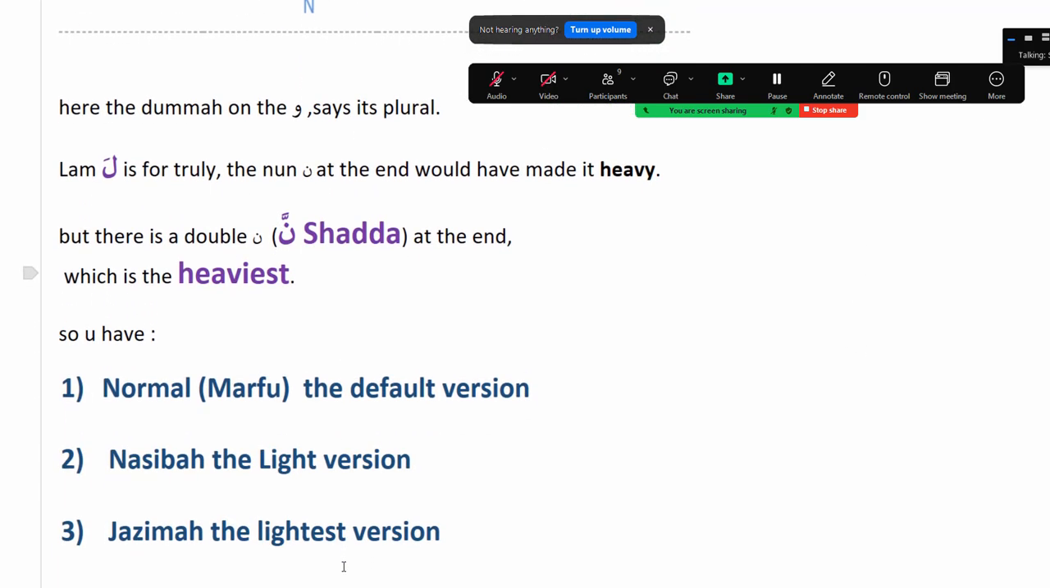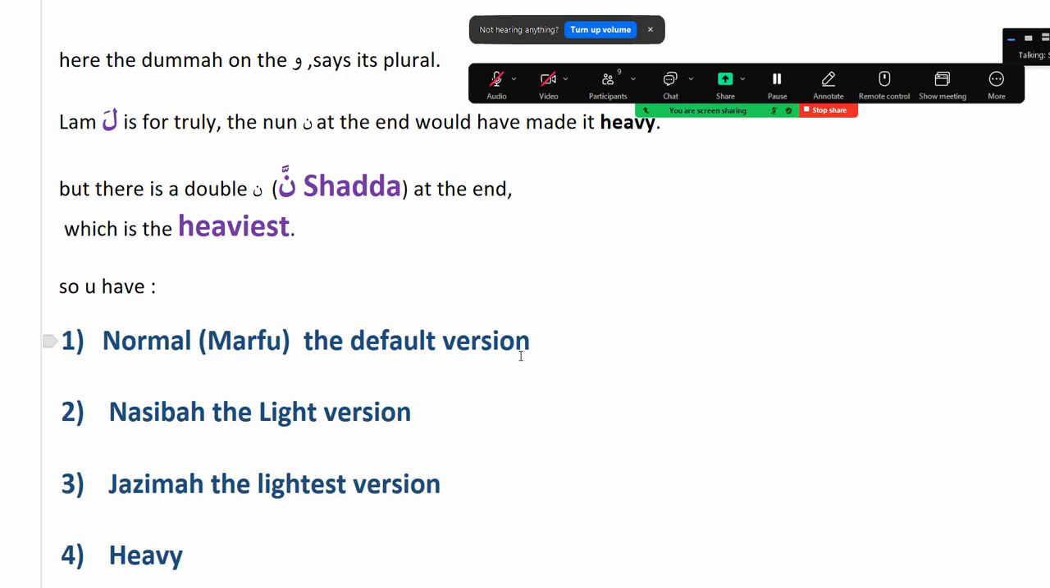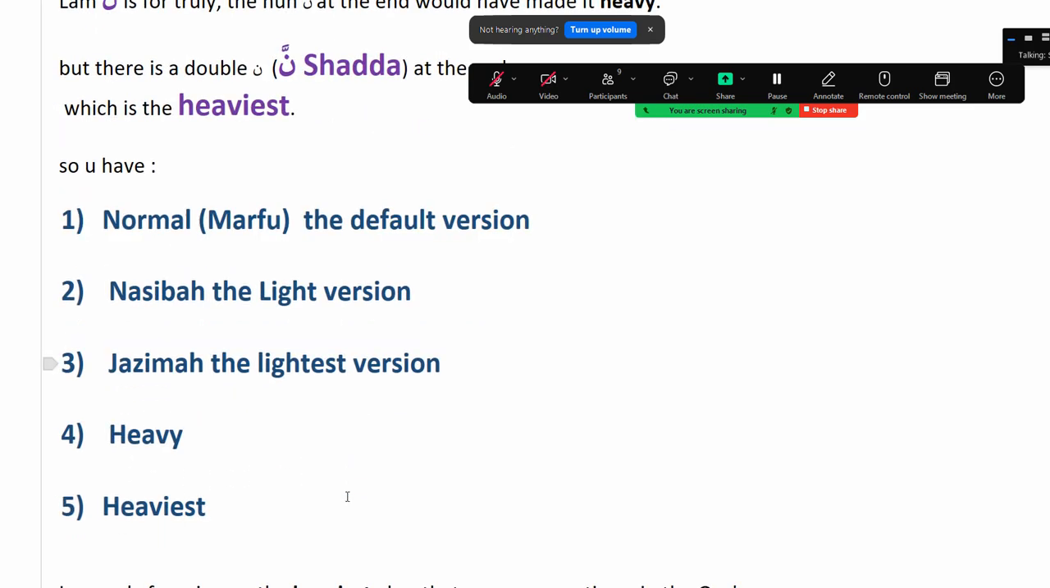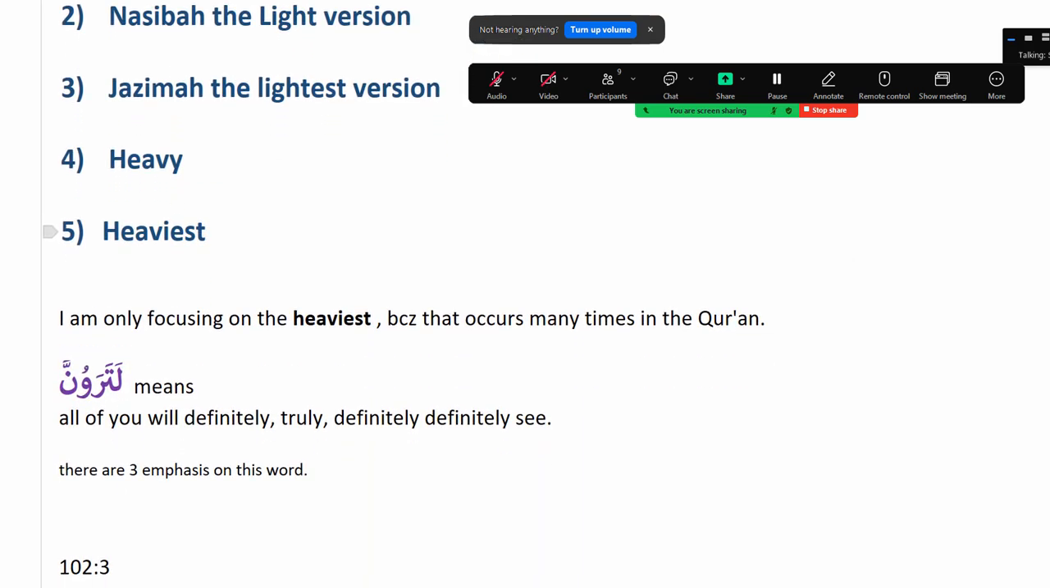Okay, so you have the normal marfu, the default version, and you have the nasba, the light version, and you have the jazima, the lightest version, and then you have the heavy version like yansuran, yansurun, and you have the heaviest, yansuranna, yansurunna. I'm only focusing on the heaviest because that occurs many times in the Quran. Like lataravunna means all of you will definitely, truly, definitely see Jahannam. Right? There are three emphasis on this word. La taravunna. Lam of emphasis and noon shadda on it.